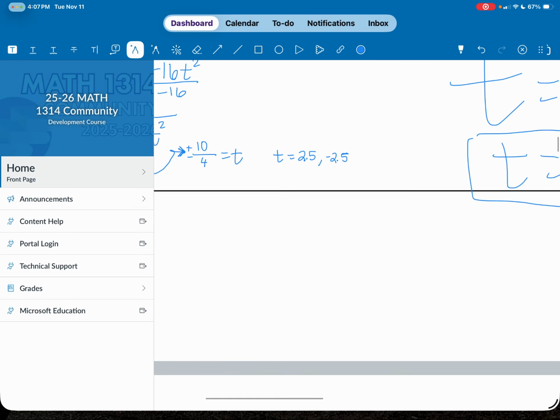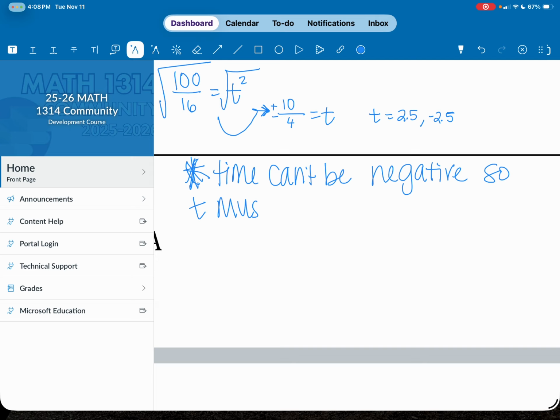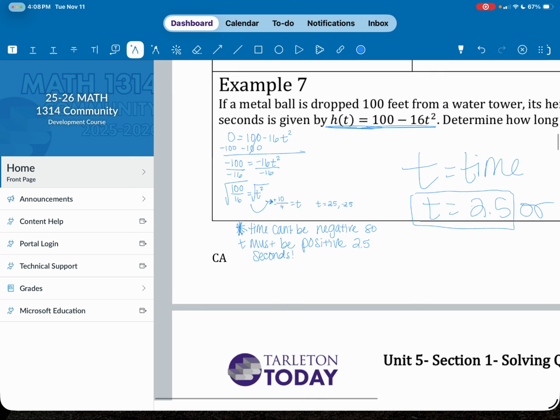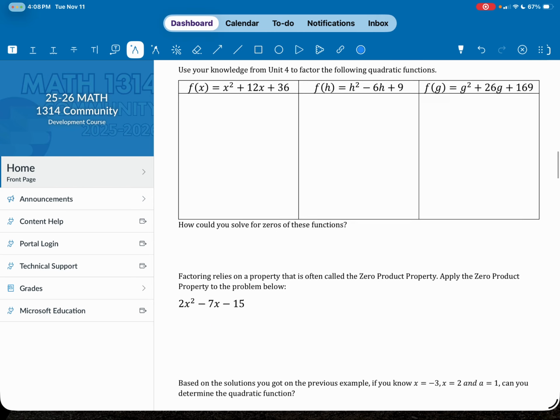Okay, and I'm going to make a note. Time can't be negative. So t must be positive 2.5 seconds. Okay, so time can't be negative. Like I said, we can't go backwards in time. So since it can't be negative, then t must be positive 2.5 seconds.